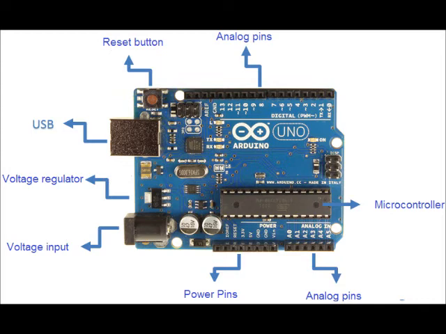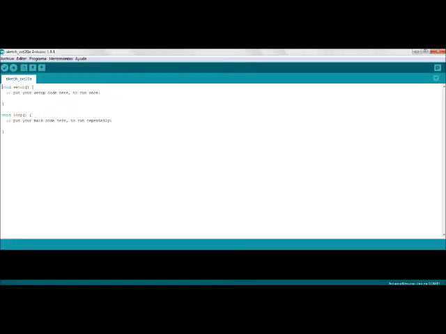To make the code, it's necessary to use software called Arduino. It must be installed on the computer. It's free on the internet and it is very easy to use. Below is the main screen of this software.